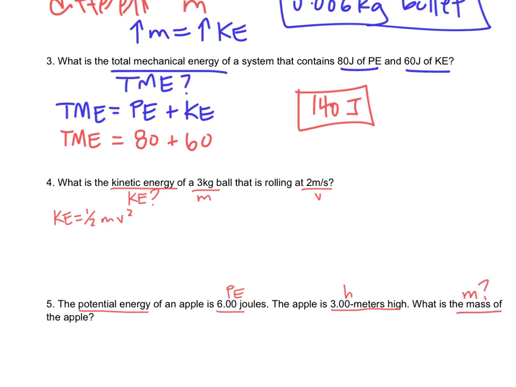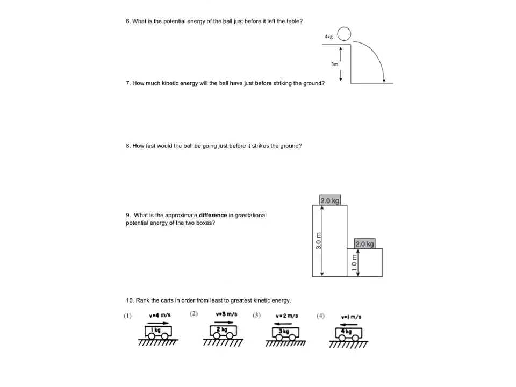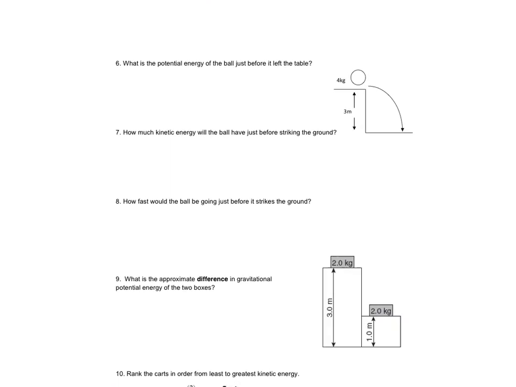So your potential energy equation, based off what we wrote at the top, is PE equals mass times gravity times height. Plug in your mass. You're solving for mass. Plug in potential energy. Plug in your height. Remember, gravity is a positive 9.8. And solve for M.